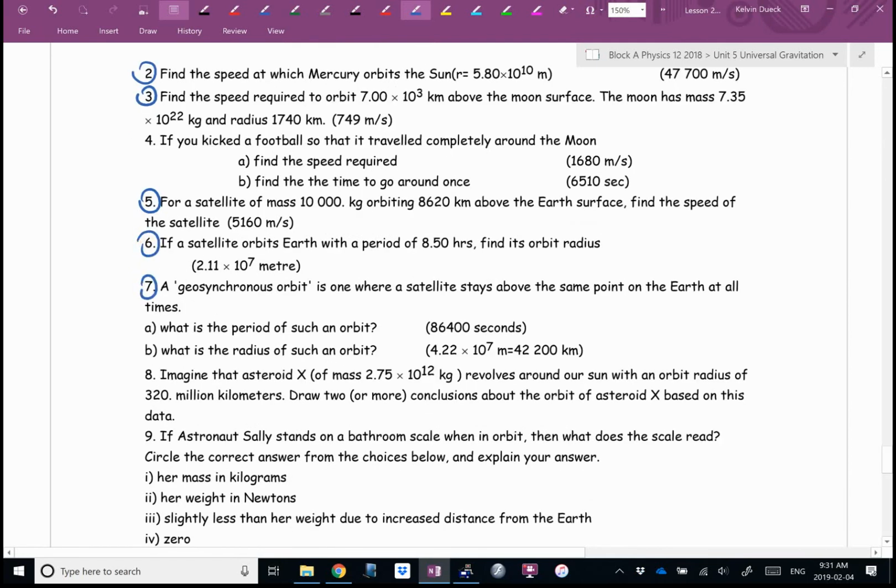Number 7 says a geosynchronous orbit is one where the satellite stays above the same point at all times. What would the period of a geosynchronous orbit be? 24 hours times 60 minutes times 60 seconds. And so you can calculate the radius of a geosynchronous orbit. Geosynchronous orbits are really useful, but they're all at the same radius and it's getting crowded up there.